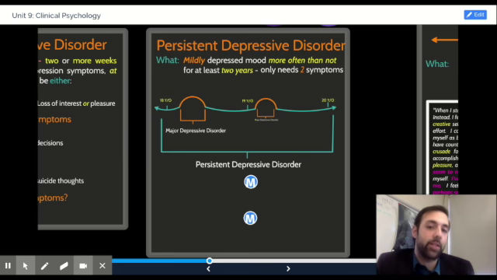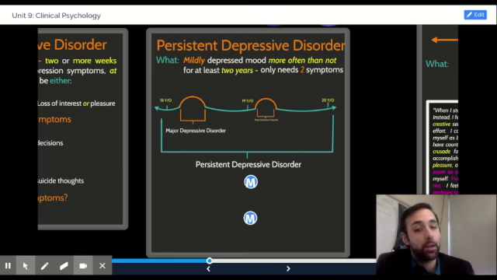The key detail here that differentiates beyond the symptom number, though, is the length of time. Obviously, 2 years is quite longer than 2 months, or 2 weeks rather. It's longer than 2 months as well. But with persistent depressive disorder, we're looking at a patient who, for a course of several years, is experiencing this depressed mood and depression symptoms.